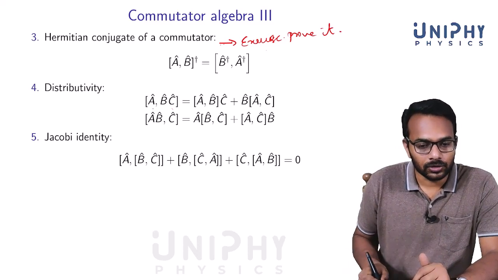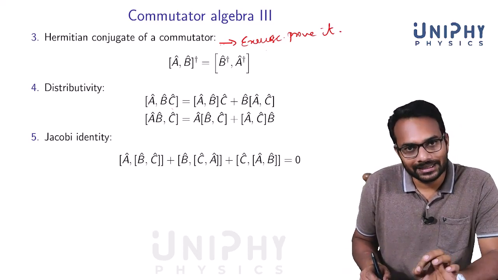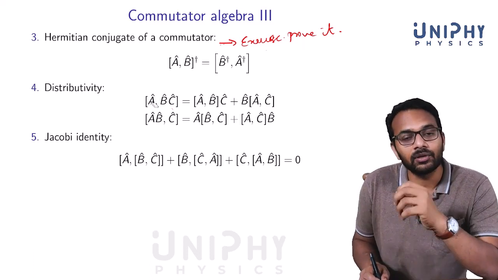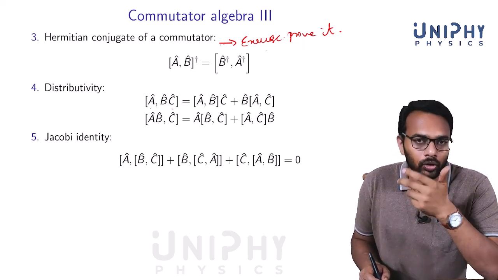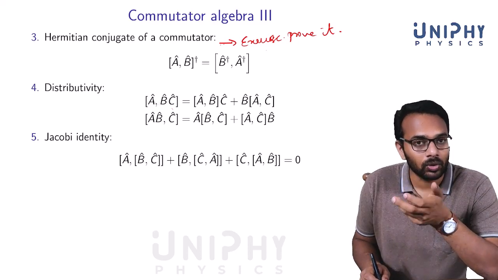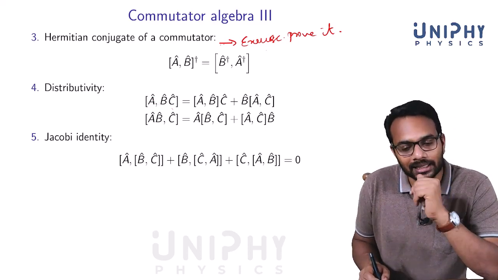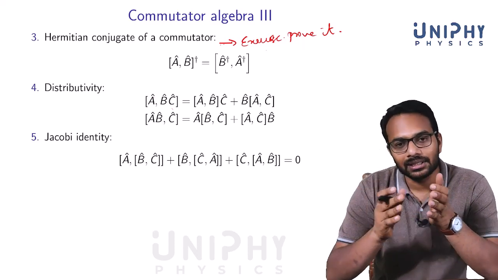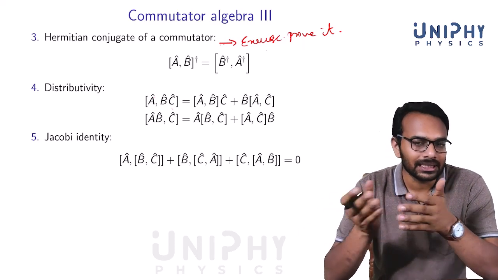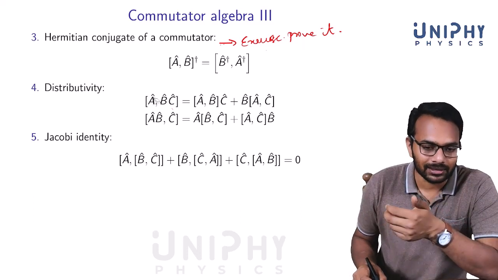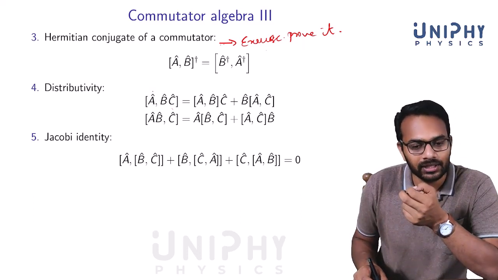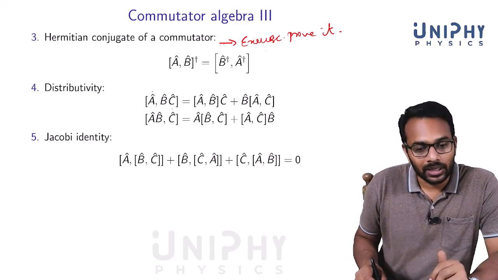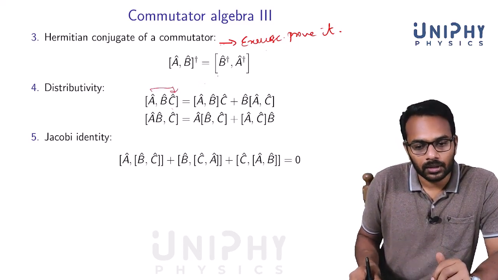There's also distributivity. This is also exactly the same thing that we had seen in Poisson brackets, but here we have to be careful about the ordering of the operators. In Poisson brackets, we are not worried about ordering, because it doesn't matter whether x comes first and p comes second in a multiplication. But in quantum mechanics it matters, so we have to be more careful when dealing with commutators. So [A, BC], how do you do that?